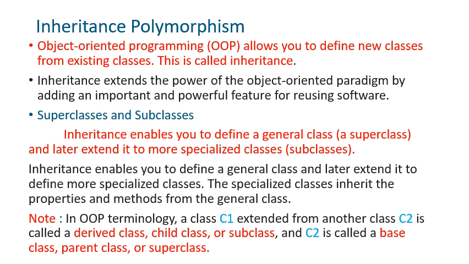Inheritance enables you to define a general class and later extend it to define more specialized classes. In object-oriented programming terminology, a class C1 extended from another class C2 is called a derived class, child class, or subclass, and C2 is also called a base class, parent class, or superclass.